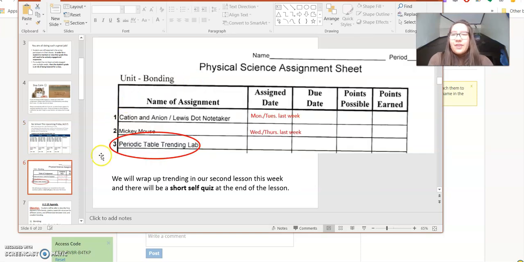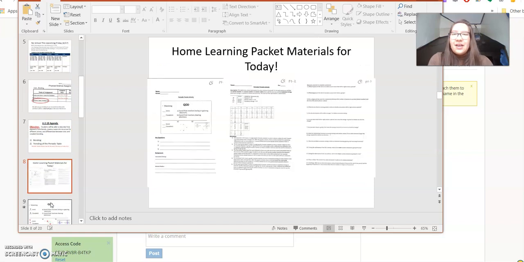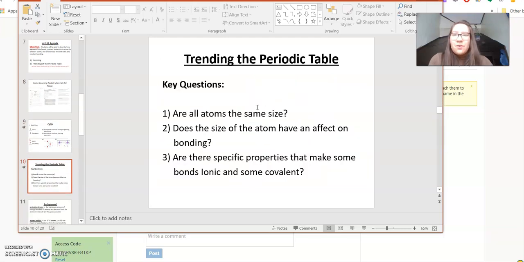So, we are working on the periodic trends lab. This should be right after the Mickey Mouse worksheet here. So, the packet should look something like this. It should have a nice little question of the day, and then some introduction and instructions for the periodic trends. We have a self-quiz. You can take that on your own and then check the answers. And then here are some things that we're going to be hoping to answer during this activity.